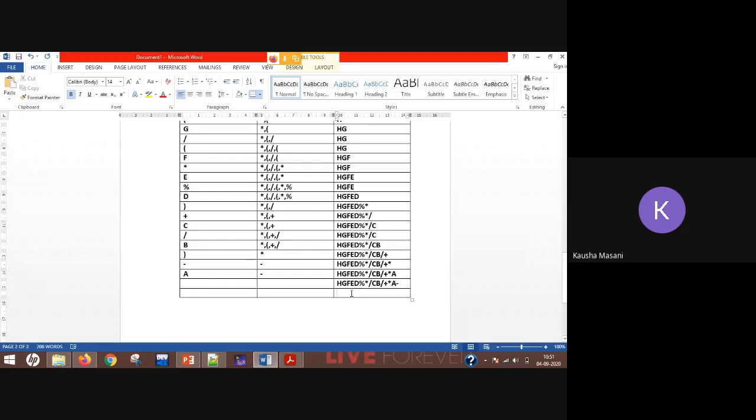Okay, and now this is not over. We are in your prefix conversion. We have to reverse the string. So minus A star plus divide B C divide star modulo D E F G and H. Okay, this is what you should be getting.